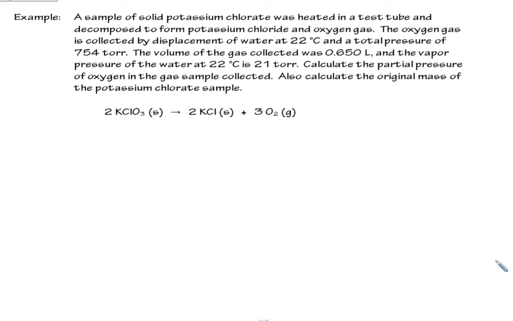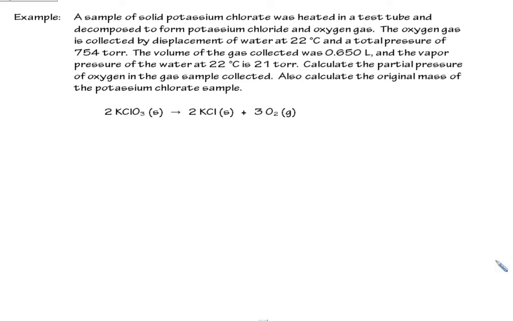Okay, so we have the solid potassium chlorate. There's the balanced equation. We did that correctly. We're going to heat it in a test tube and decompose it. We're going to collect the oxygen gas by water displacement. It tells me that the water is 22 degrees Celsius. That might be important in the end.